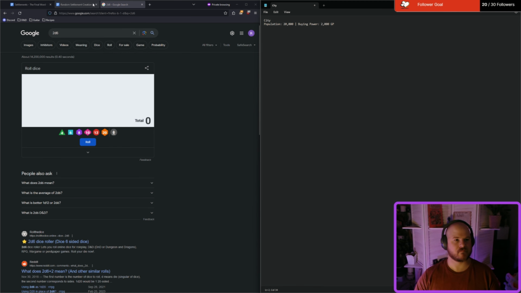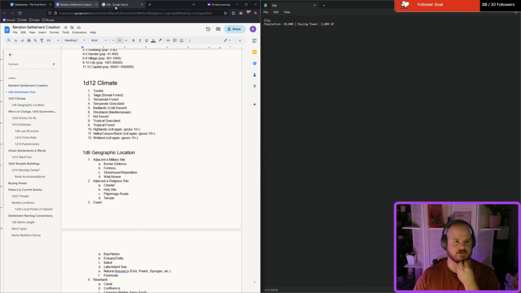Alright, what climate are we in? Good question. 3, what's 3? Temperate forest. Alright, temperate forest. How very traditionally European of us.